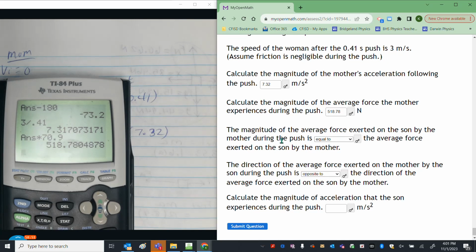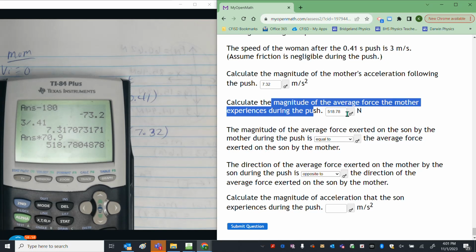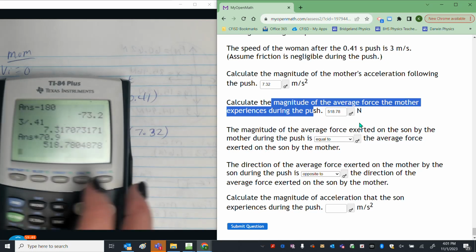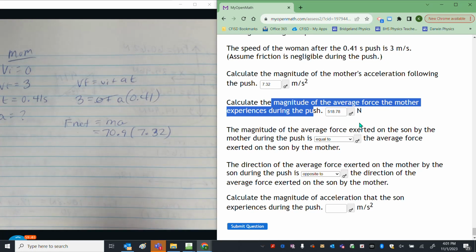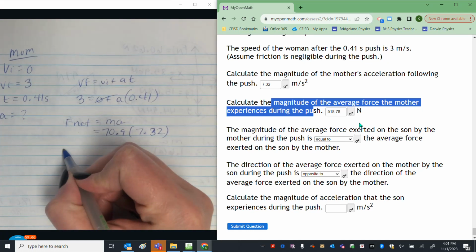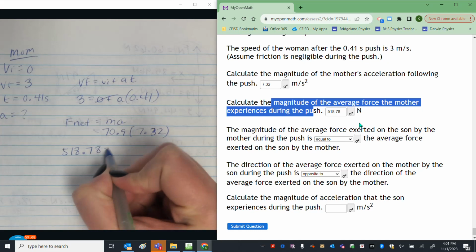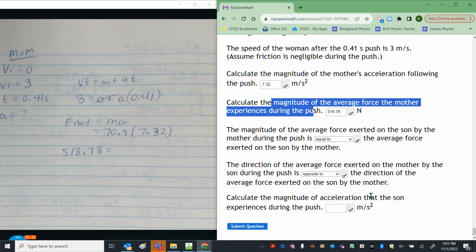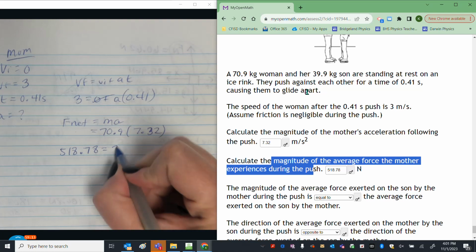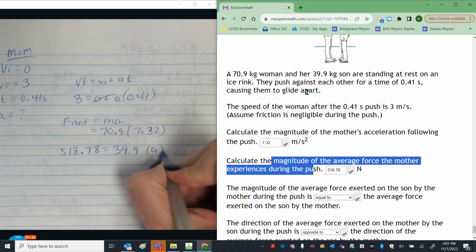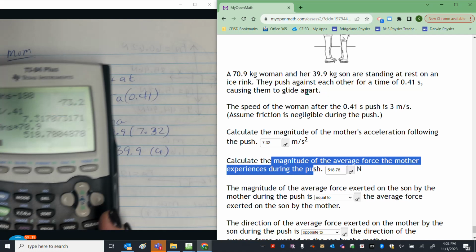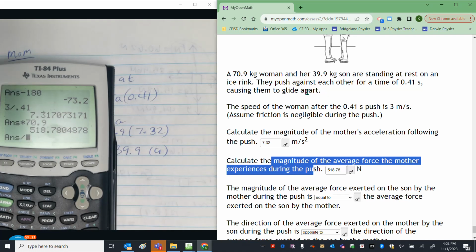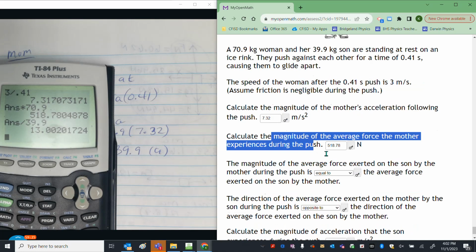Last thing, calculate the magnitude of acceleration the son experiences. You just told me he has the same force. Here's his force. Okay, we know his mass. We can find his acceleration. Same equation, F net equals ma, but this time I know the force, 518.78 equals the boy's mass this time because we want his acceleration. His mass is 39.9. We're going to solve for his acceleration, so we're just going to divide our answer here by his mass, 39.9. His acceleration will be 13.00.